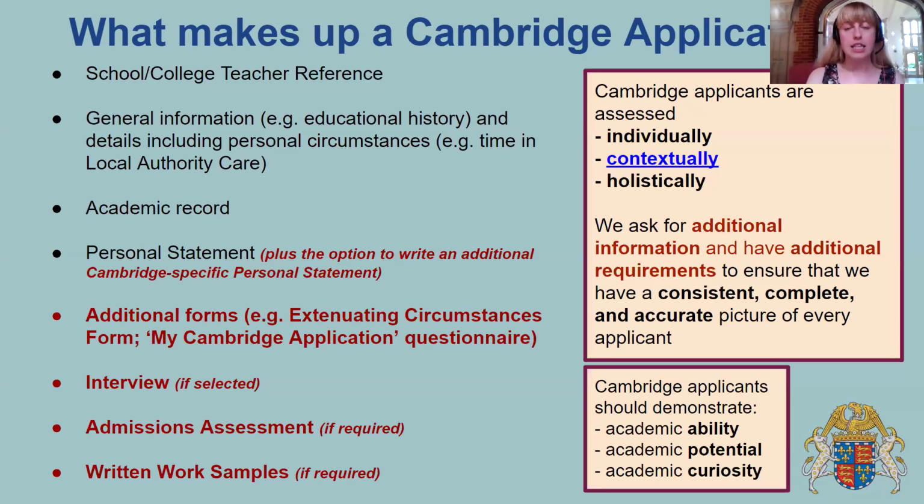I will come to these in the following slides, but before I do, the reason why we have these additional requirements, these requests for additional information, is to ensure that we have a complete, accurate, full and consistent picture of every applicant, because we assess you individually, we assess you contextually, and we assess you holistically as well. So all of the different elements come into play when we're making our assessments, and we put all of them into context. We're not ever looking at one thing just in isolation.